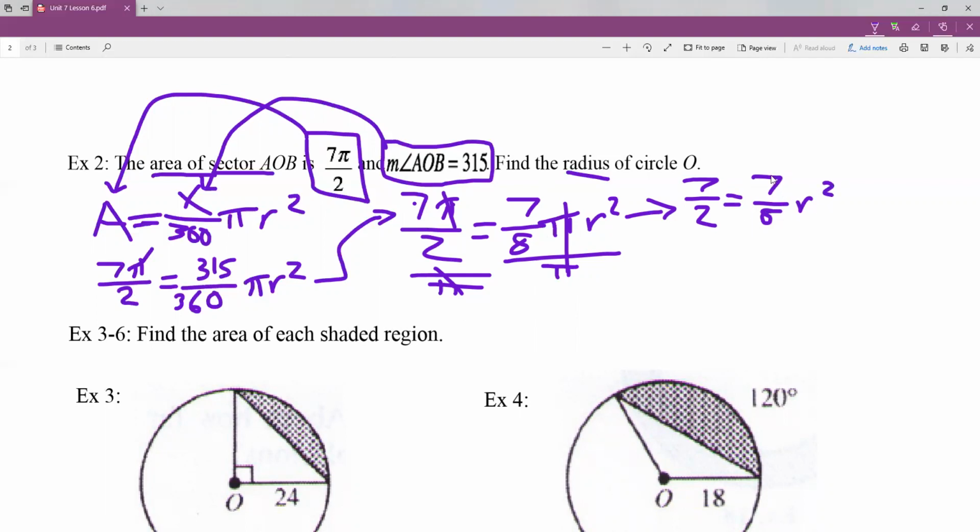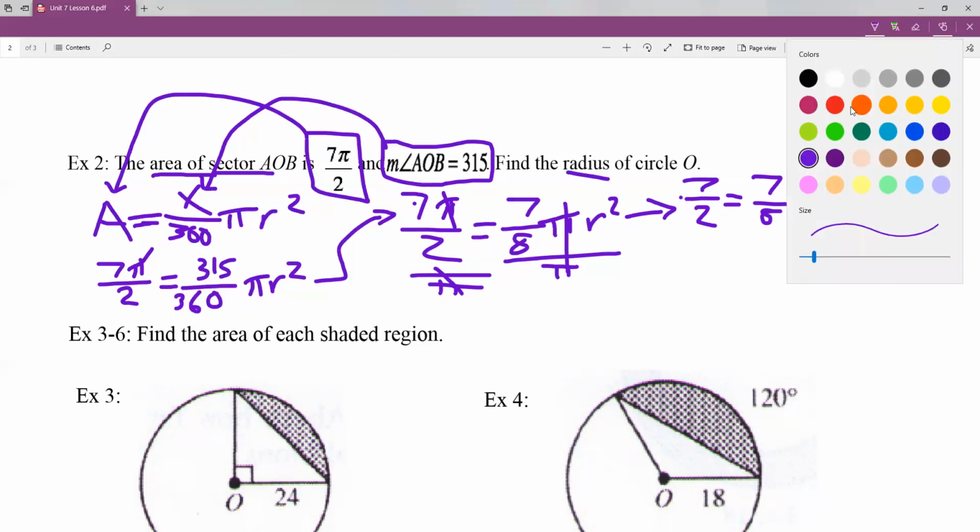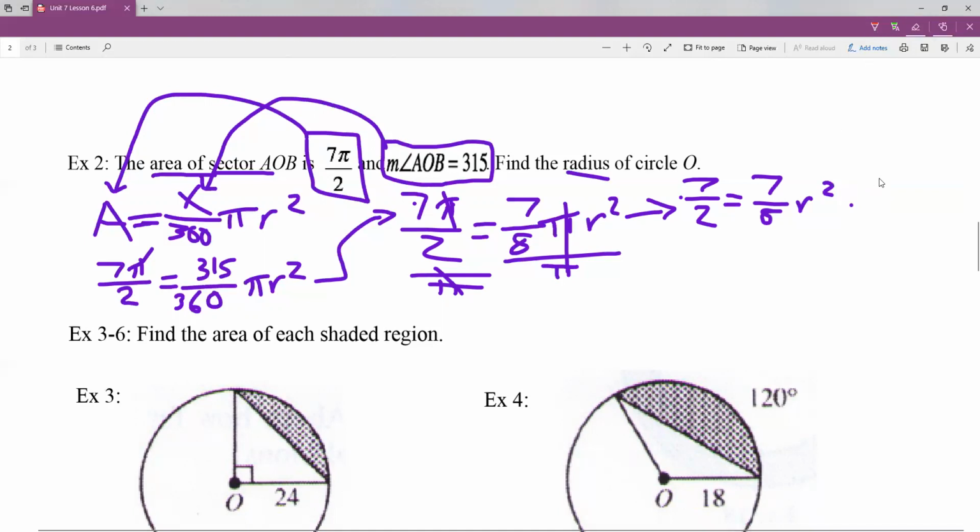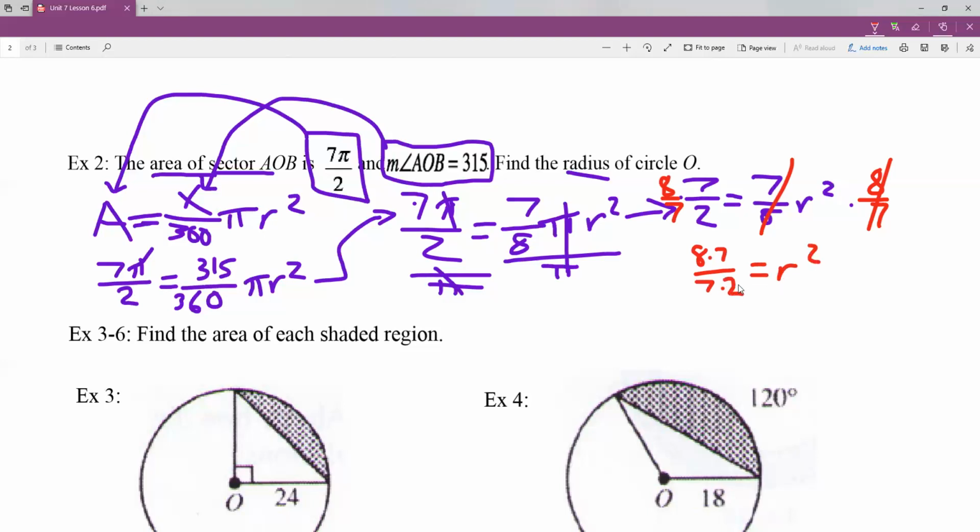Now to cancel this out, we need to multiply by the reciprocal. Actually, I'm going to do this in a different color so that we don't get lost here. So I'm going to multiply by 8/7. All right, so here these cancel out. And here 8 times 7, well, actually, you know what, we could just even leave it like this: 8 times 7 over 7 times 2 is equal to r squared. These 7s on top and bottom cancel, and then I just have 8/2, and 8/2 is just 4. So 4 is equal to r squared, so square root both sides to get rid of that r squared, and we end up with 2 is equal to r.